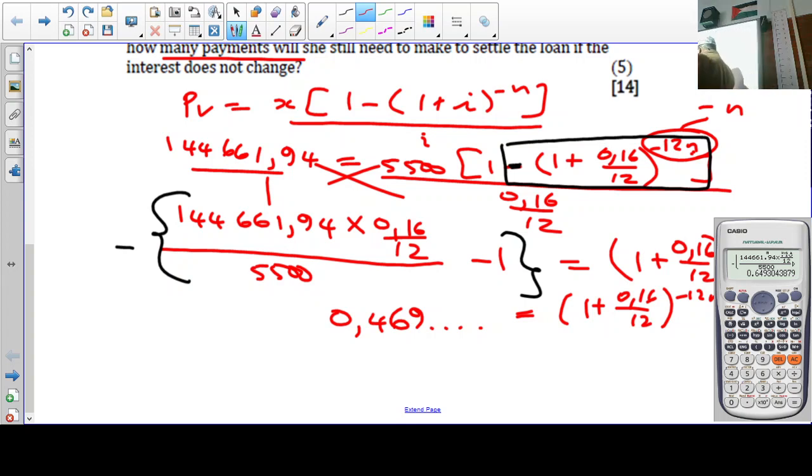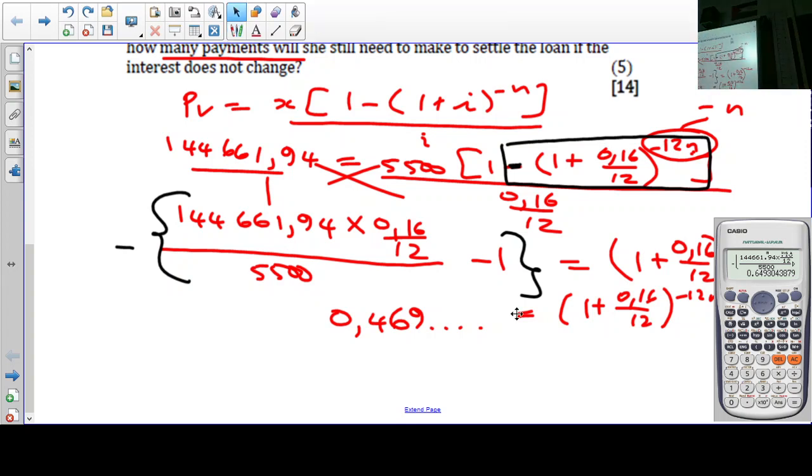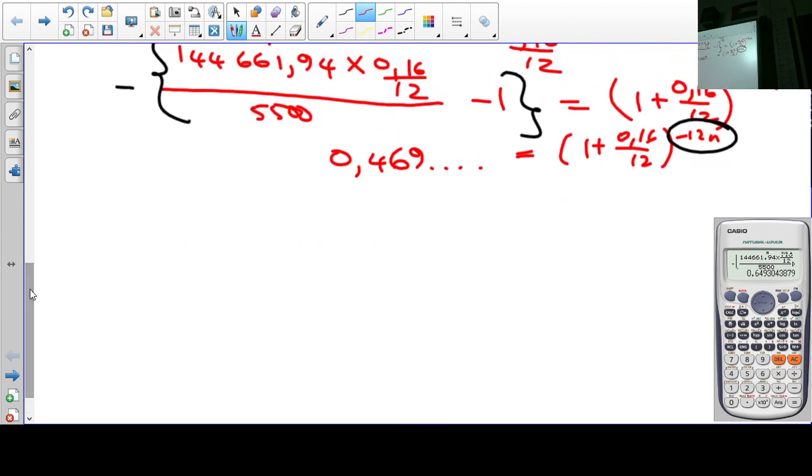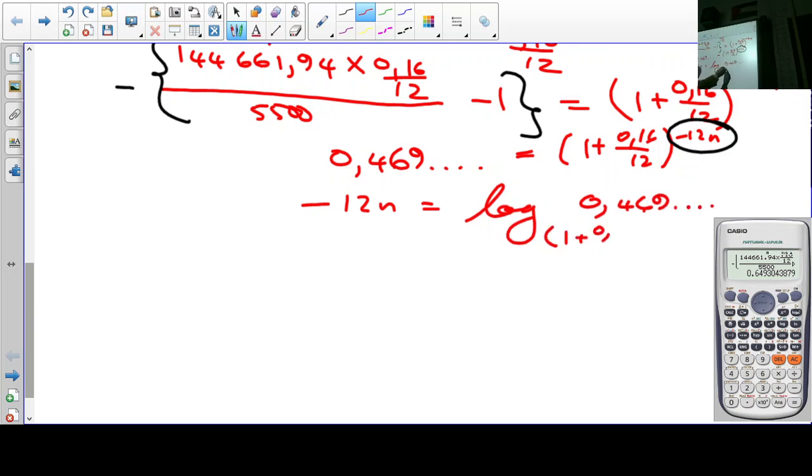But now, as you can see, the unknown is in the exponent. So we'll have to apply logs. So we'll now say negative 12n is equal to, remember the base remains the base, so it's log of 0.469 and the number carries on, base 1 plus 0.16 over 12.